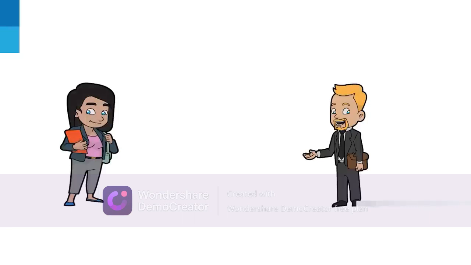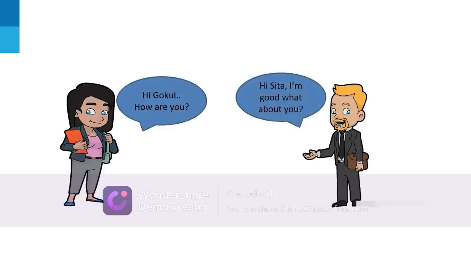What is the difference between Oracle and SQL? What is this SQL? We have understood that Oracle is a DBMS software or a database. But what is this SQL then? Let's understand. So when we talk to any person, let's say she's saying, hi Gokul, how are you? So the person says, hi Sita, I'm good, what about you? What language are we using? We are using the English language to communicate with a particular person or an individual, correct?